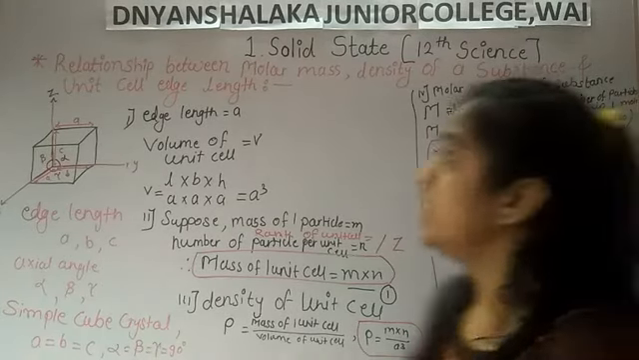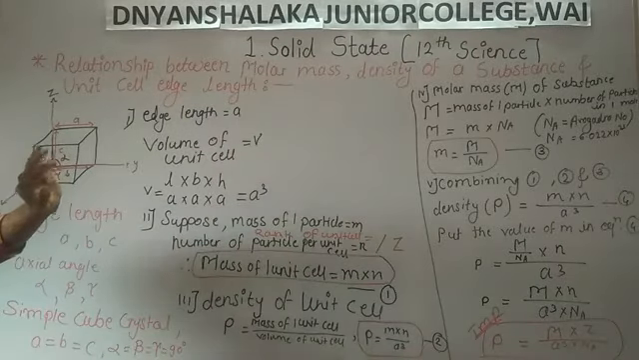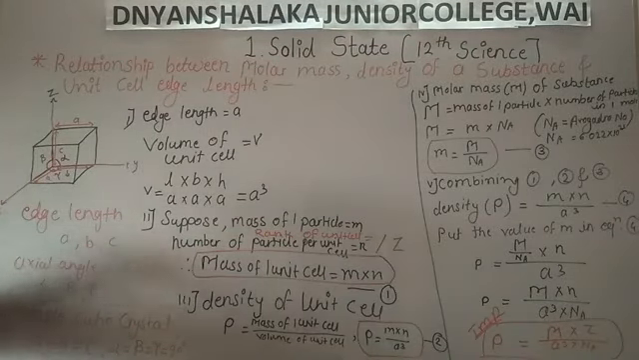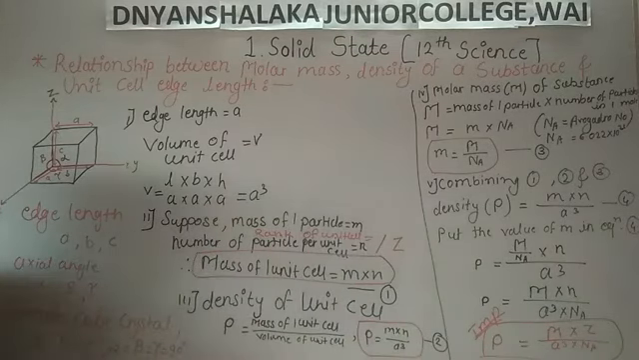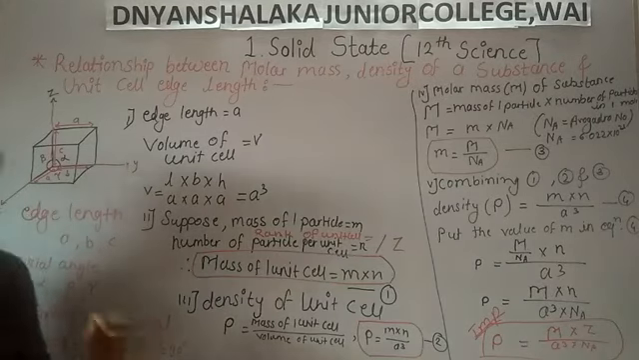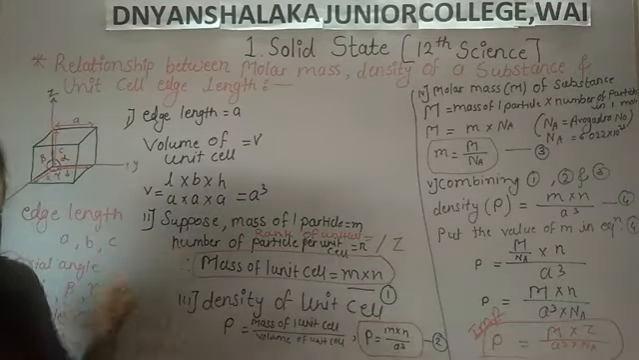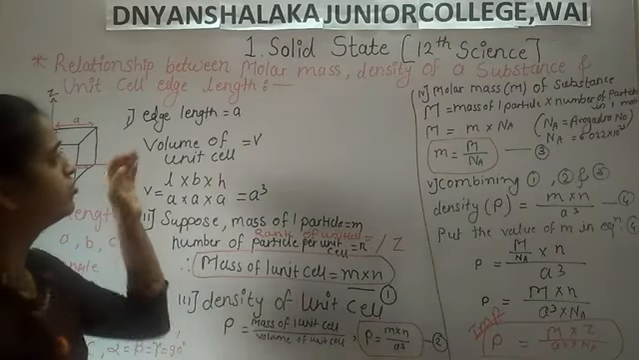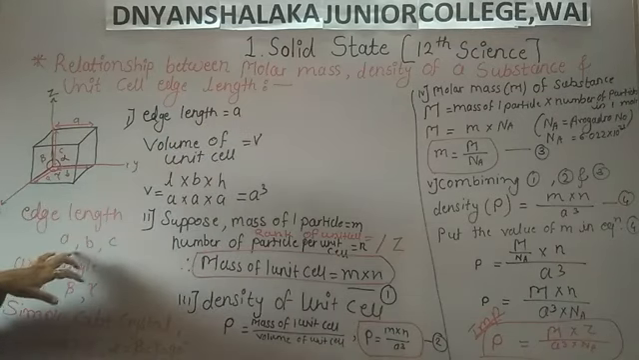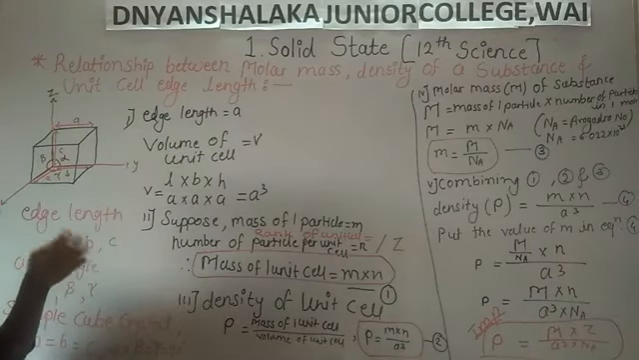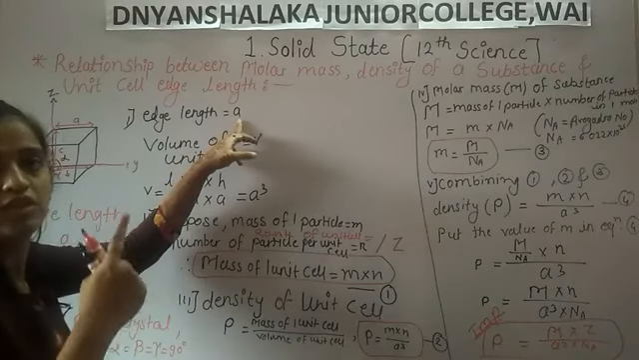Now, the relationship between molar mass, density of substance and unit cell edge length. We already know edge lengths a, b, c and angles alpha, beta, gamma. For a simple cubic structure, the condition is a equal to b equal to c and alpha equal to beta equal to gamma. These conditions were studied in the last lecture. So how do we find the relationship between molar mass, density of substance and unit cell edge length? For unit cell edge length a, all lengths are equal: a equal to b equal to c. So we consider only a, one edge length.